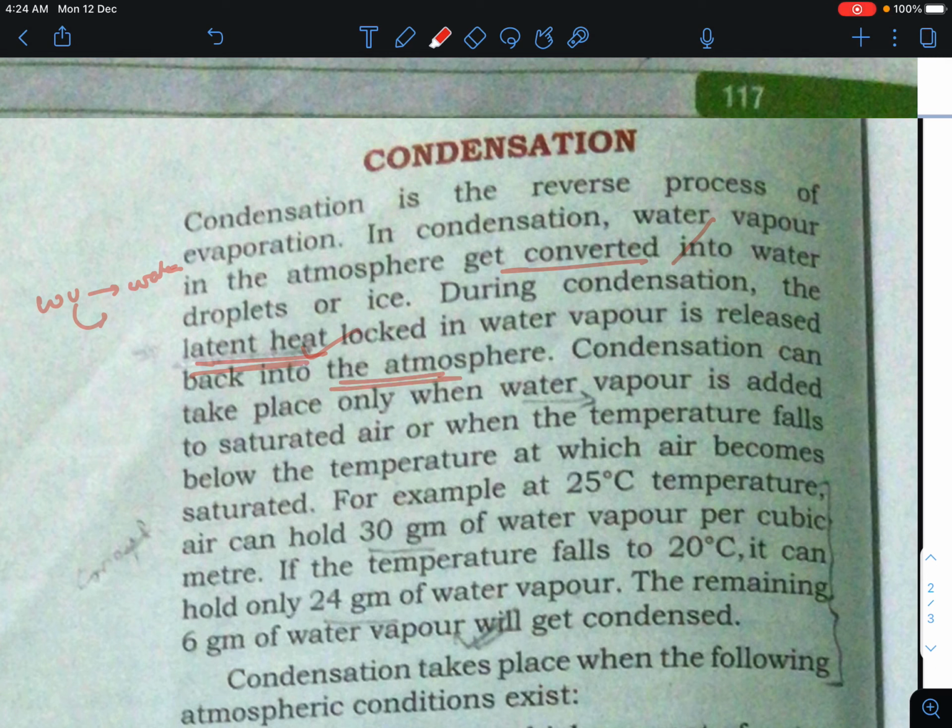Condensation can take place only when water vapor is added to saturated air, or when the temperature falls below the temperature at which the air becomes saturated. Here are the two conditions for how condensation takes place.